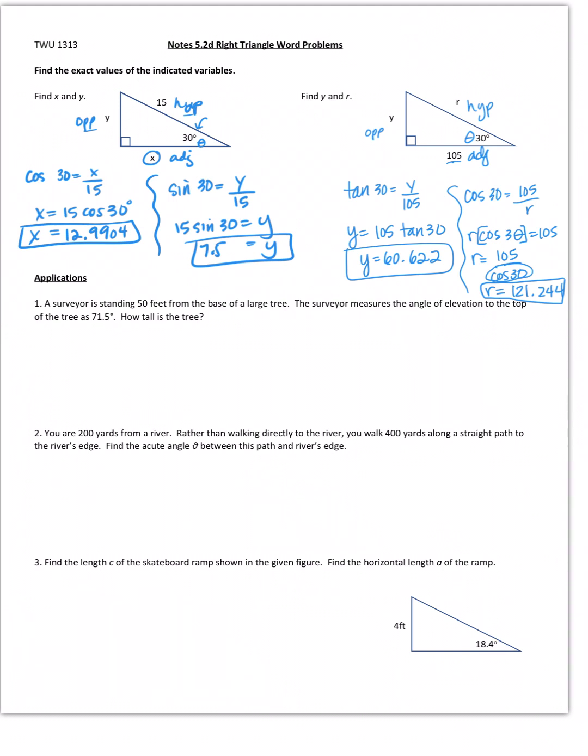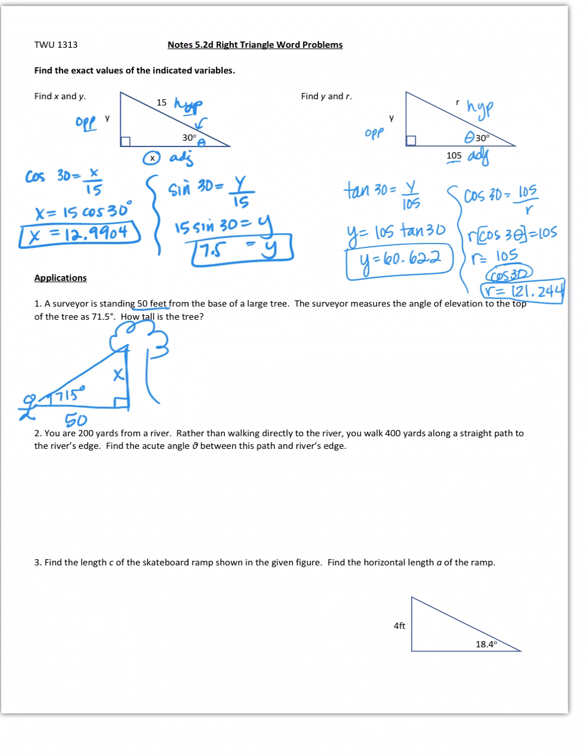So you're going to want to start every question with a drawing, okay, with a right triangle. Now, where's my right triangle? Well, this is my tree, right? The surveyor is standing over here. He's standing 50 feet from the base, so that's this. He measures the angle of elevation, that's looking up, 71.5 degrees. How tall is the tree? So this is the opposite side that I need to find.